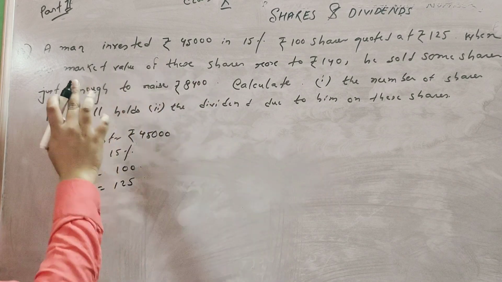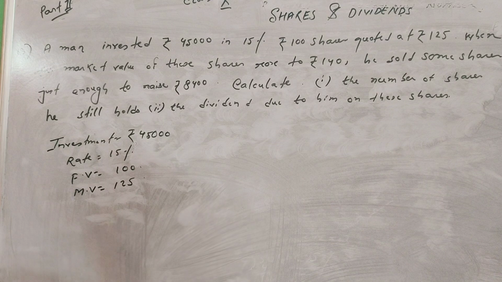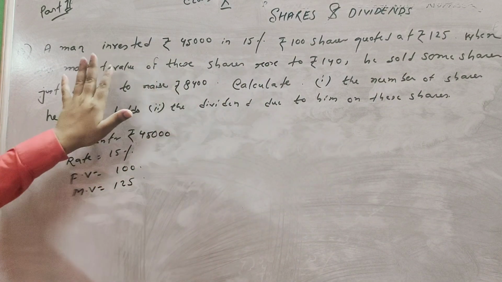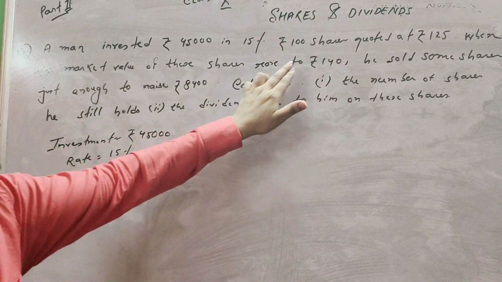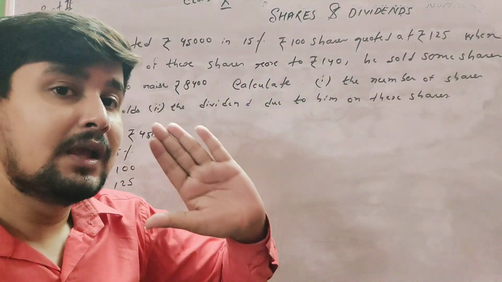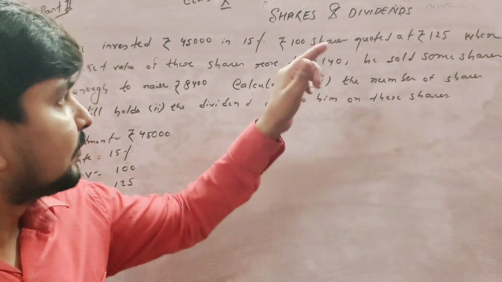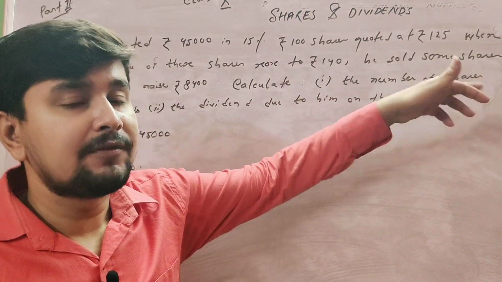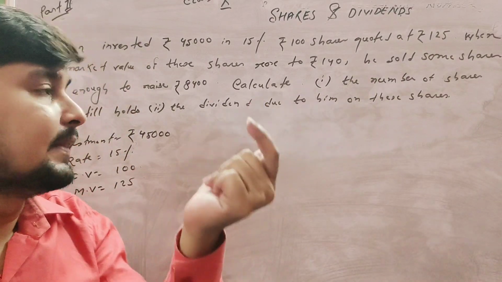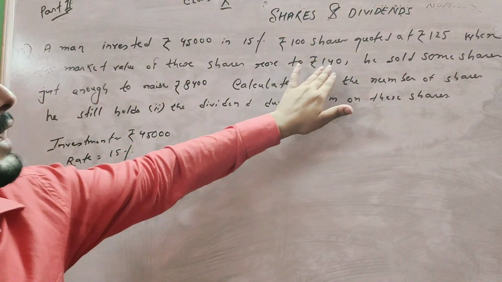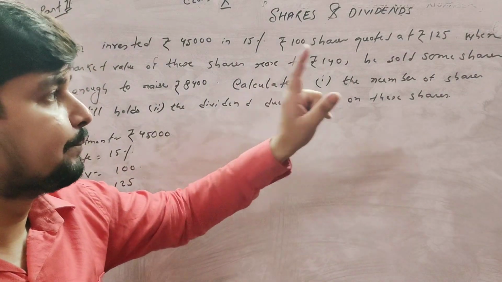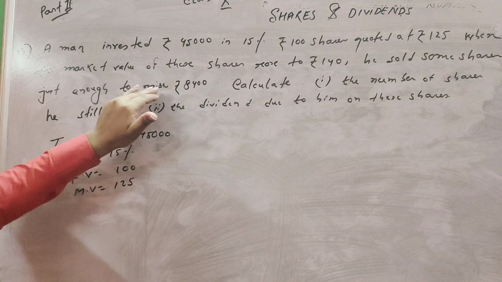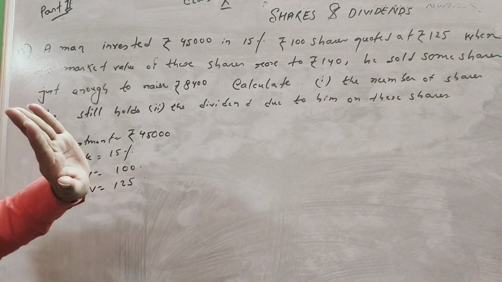125. Clear? When the market value of these shares, this is totally different question, please see. When the market value of this share rose to rupees 140, that means now market value again rose up. First of all, the face value is 100 and the market value is 125. Again the market value rose up, that means market value is at rupees 140. He wants to sell some shares just enough to raise rupees 8400.